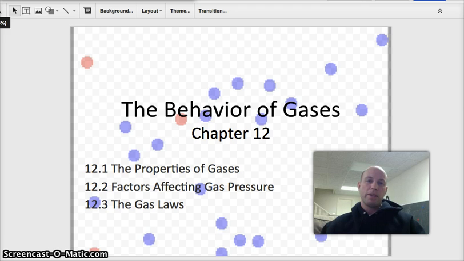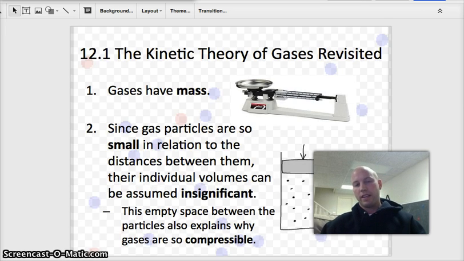Well, in this lesson, we're going to be looking at the behavior of gases, and we're going to start off with a reminder of the kinetic theory. We talked about the kinetic theory back in chapter 10. We'll revise this a little bit and focus specifically on gases.